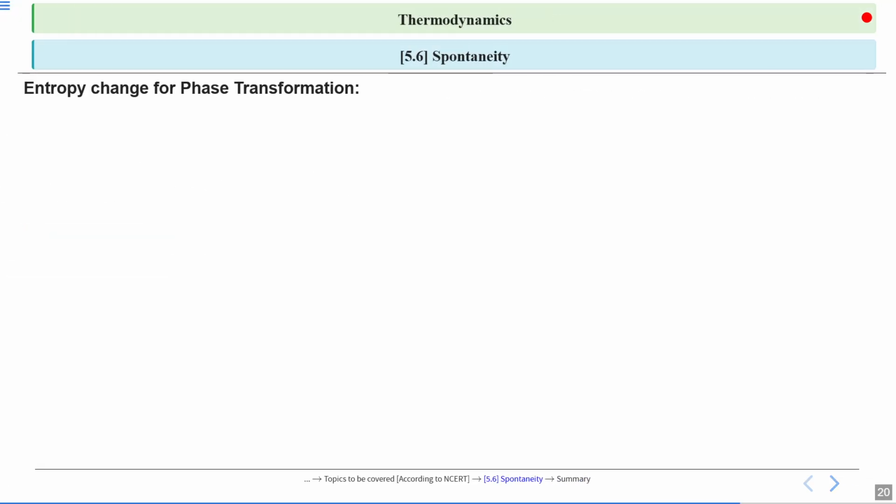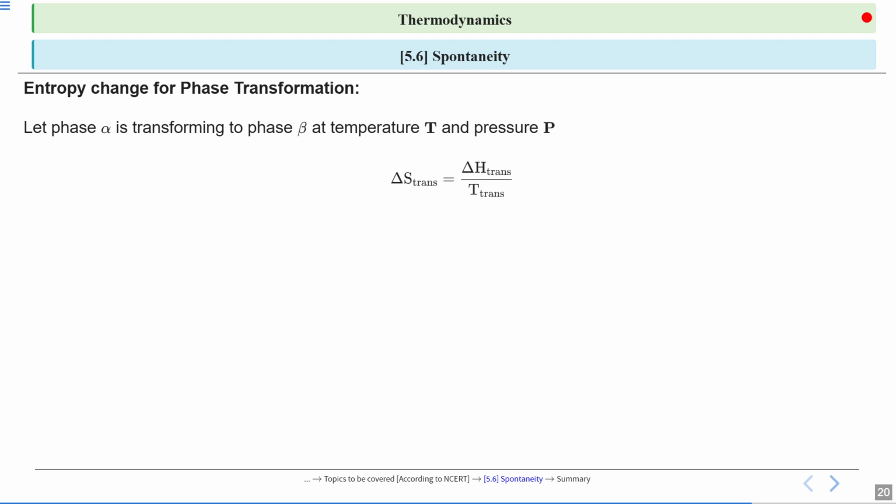Now, let us look at one more entropy change, which is related to phase transformation. So suppose you are doing a phase transformation from alpha to beta. So these are the two phases. It can be anything: solid to liquid, liquid to gas, gas to solid, right? And you are doing the same at temperature T and pressure P. Now, the formula which is defined for calculating the entropy for this phase transformation is delta S transformation is equal to delta H transformation by the temperature at which the transformation is taking place. You will understand the same with the help of a quick example when you see different transformations.